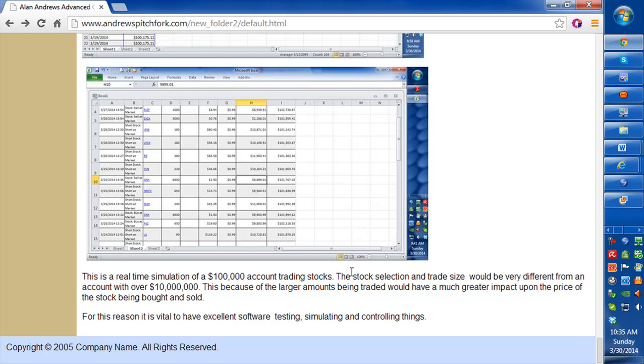And the stock selection and trade size would be very different if it was a $10 million or a $100 million account. And that's because in many of these stocks, one can't do a massive position size. One would have to come into the trade in a very small fashion, and putting a stop in can't be done. So this is why it is absolutely vital to have excellent software for testing, simulating, and controlling things.